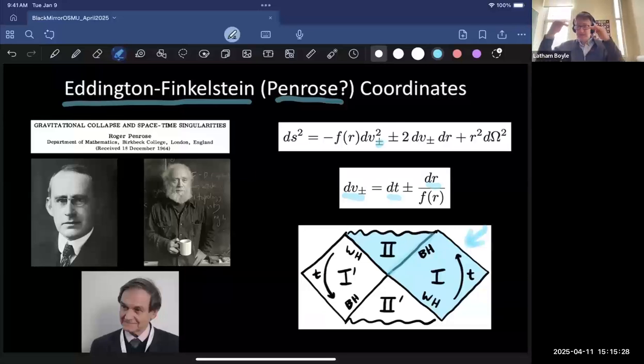Alternatively, if we took the minus sign, those would be the so-called outgoing Eddington-Finkelstein coordinates, which I haven't shown because they cover instead the white hole horizon. So they would cover this region here, the exterior and the white hole horizon and the interior to the past of the white hole horizon.